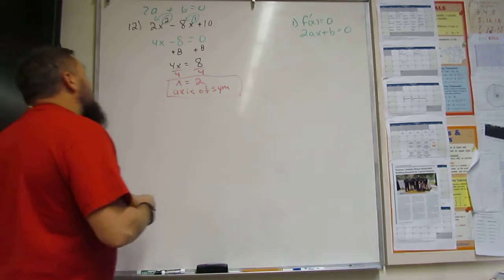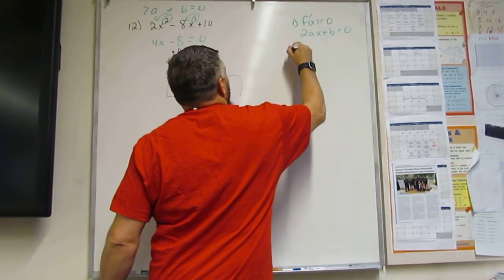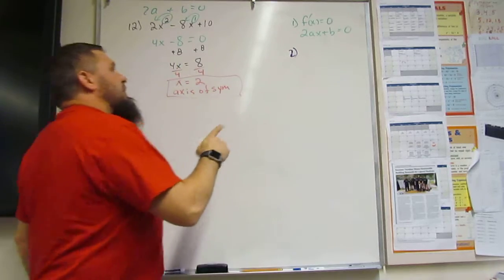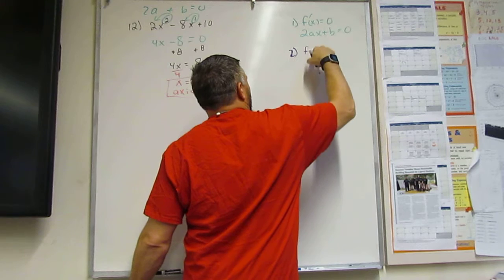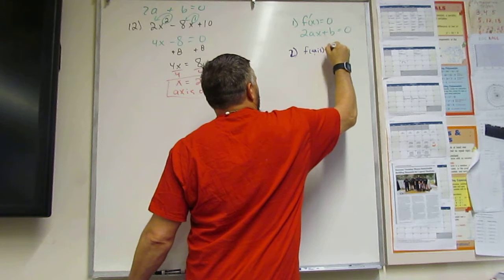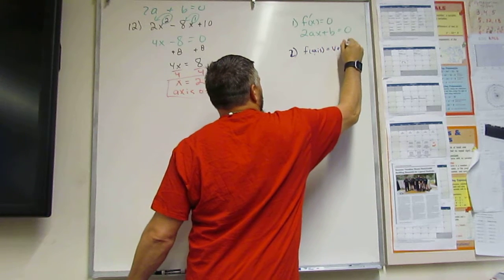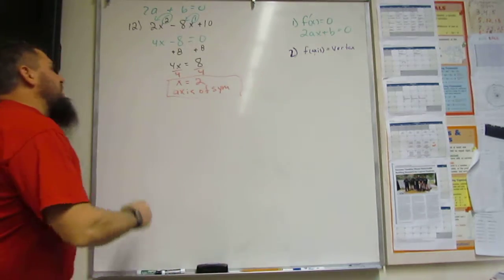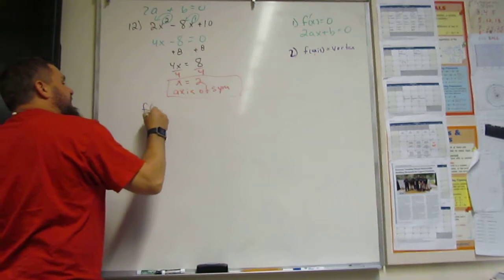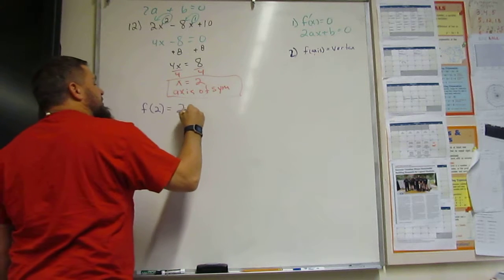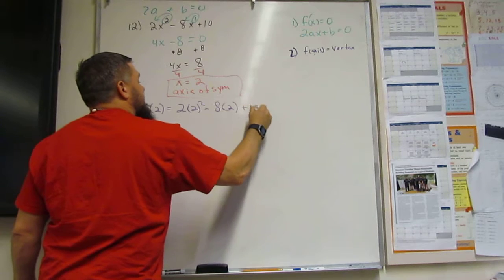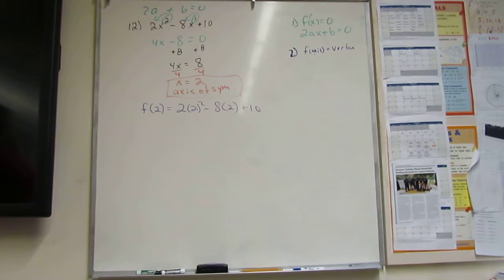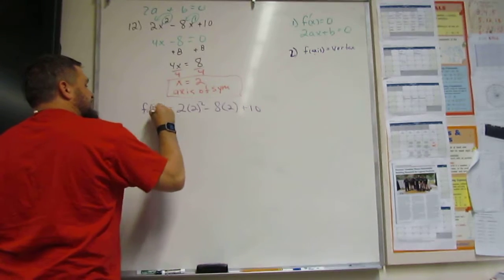Alright, so number 2 is I plug it in. F of the axis is equal to the vertex, right? And so I just take this problem, say f of 2 is equal to 2 times 2 squared minus 8 times 2 plus 10, right? I'm just plugging in this 2.